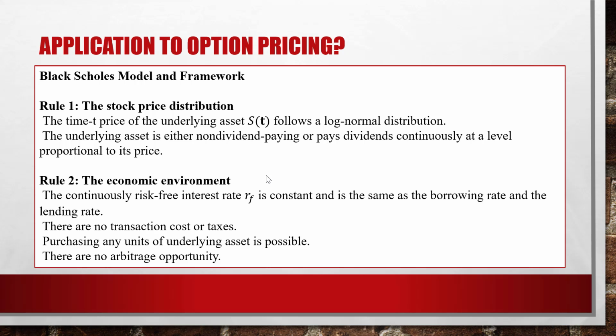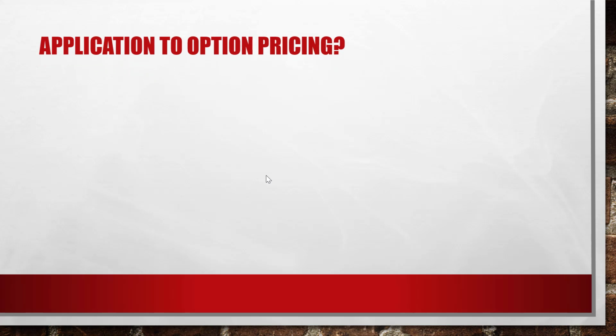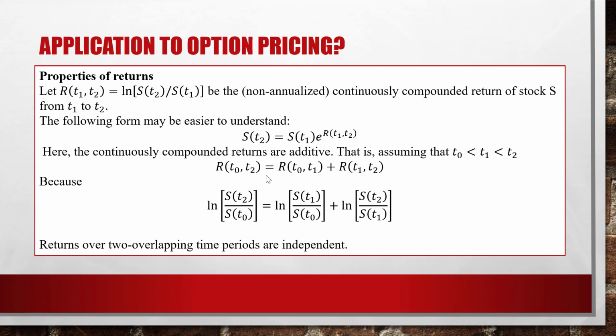So that is the application to option pricing. Here we need to know the two rules in the Black Scholes model. And now let's talk about how to apply it. The properties of returns. Let's say we consider two different times of the stock price, time T1 and time T2. Let R(T1, T2) be the continuously compounded rate of return of stock S from time T1 to T2.